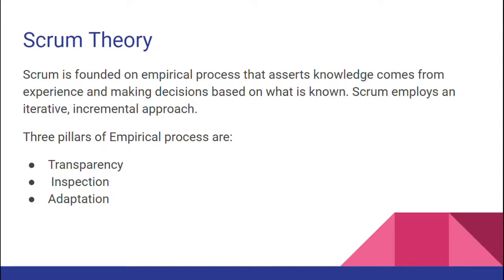So the iterative approach is something which is done in repetitive cycles, and the incremental approach is something in which we deliver the product in smaller portions. The iterative cycle in Scrum is called a sprint, and at the end of each sprint we deliver a product that is called an increment. Scrum follows the empirical process, which is different from the defined process. The defined process is done in a controlled and coordinated environment, while the empirical process follows transparency, inspection, and adaptation.